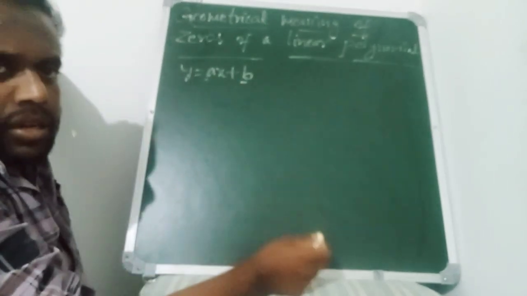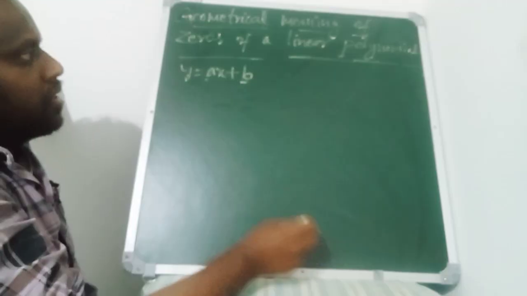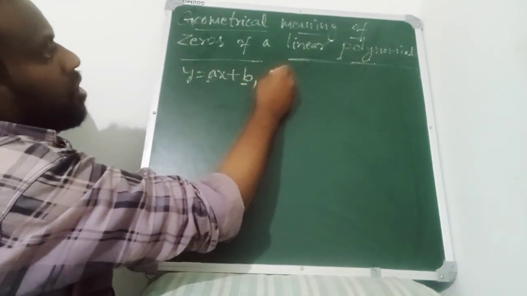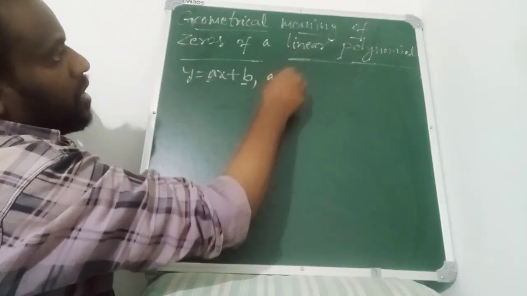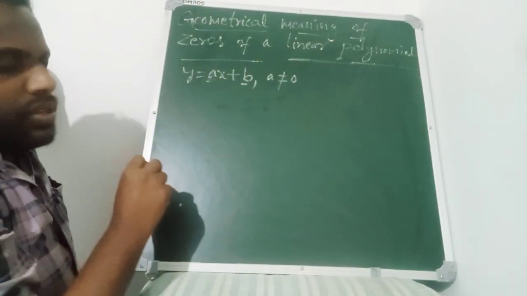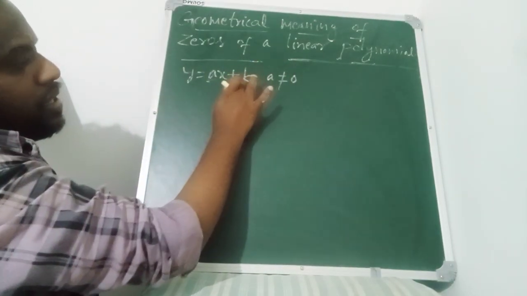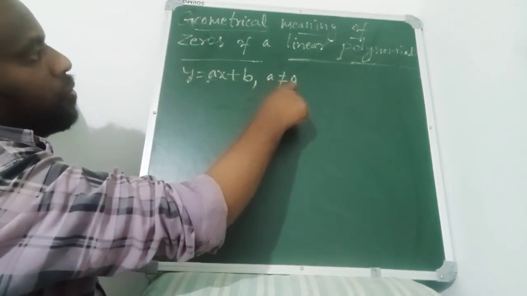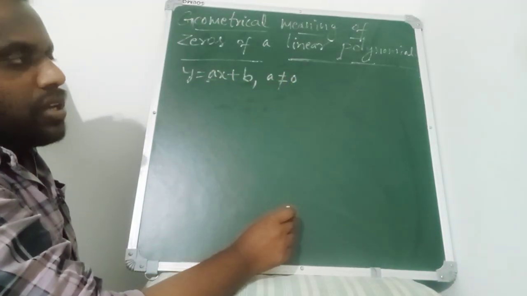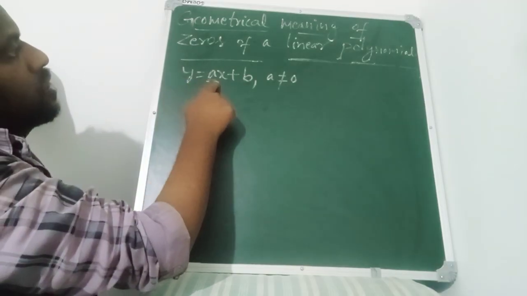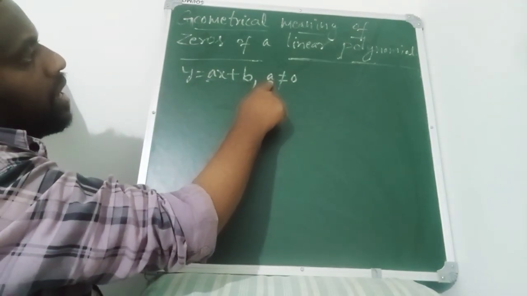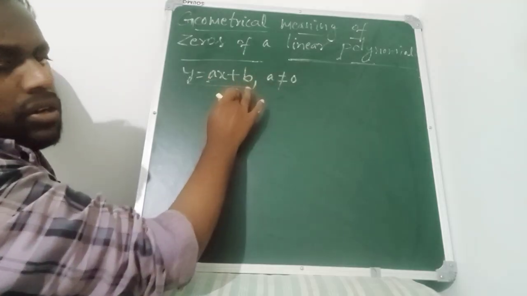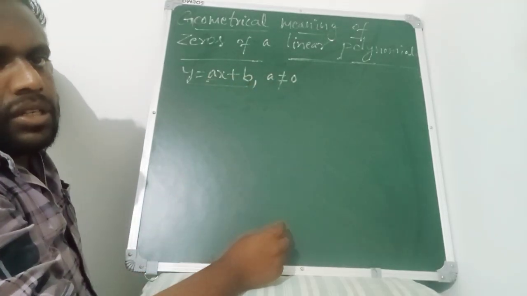A and b are constants, and one condition is there: a should not be equal to 0. See, b can be 0, but a should not be equal to 0. Now, y is equal to ax plus b, where a is not equal to 0, is called a linear polynomial.